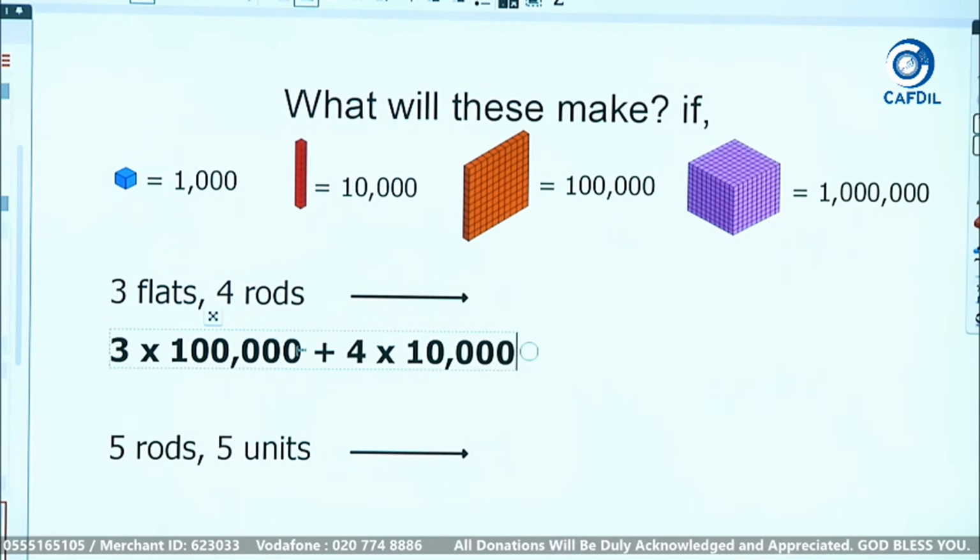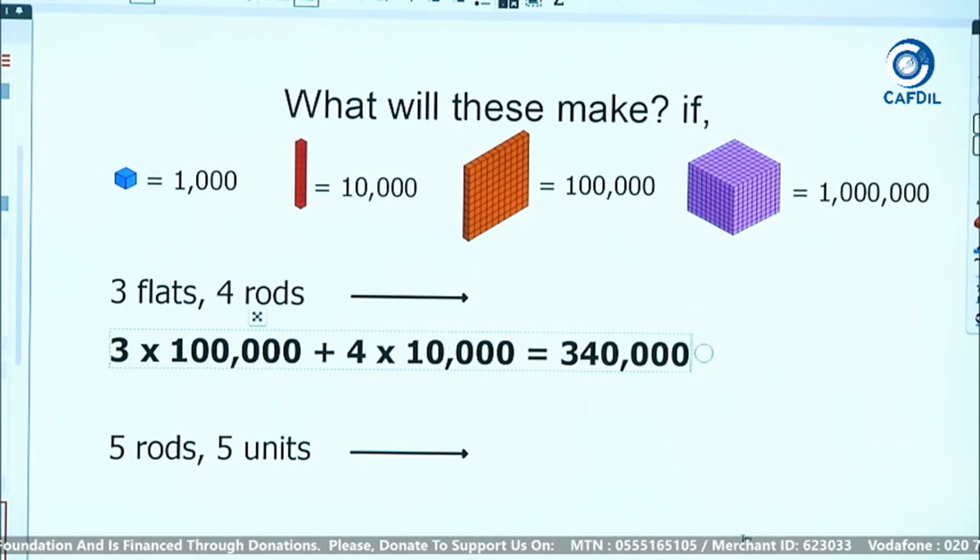And what will be the value? The 3 times 100,000 will give us 300,000, plus 4 times 10,000 will give us 40,000. So 300,000 plus 40,000 will give us 340,000. Learners, you can arrange them vertically in your book and then you do your addition. All right, the first one has been done. Let's move to the second one.